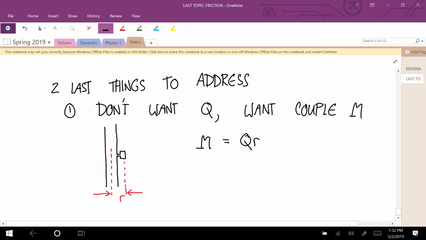And then that's a couple that you can apply however you want. You can put a big handle on it, and that's the couple you'd have to apply with the big handle. Or you can put a foot pusher pedal thing, and whatever you do, somehow you're applying that couple of M. Okay, so that one was easy.